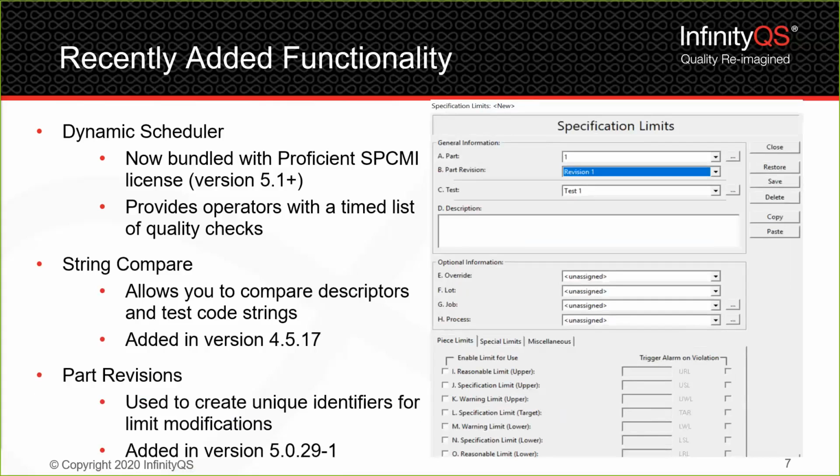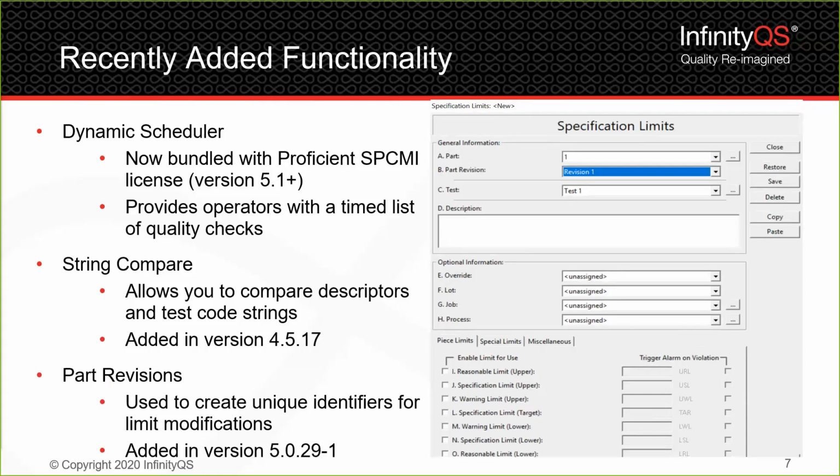Another more recent added functionality is part revision. This is used to create unique identifiers for limit modifications. I've had a lot of clients ask me, we have a part and a test that constantly have their specification limits changing. Maybe not every day, obviously, but maybe every month or every quarter they have a change. So how do we go about handling that? We've added part revisions to handle that.